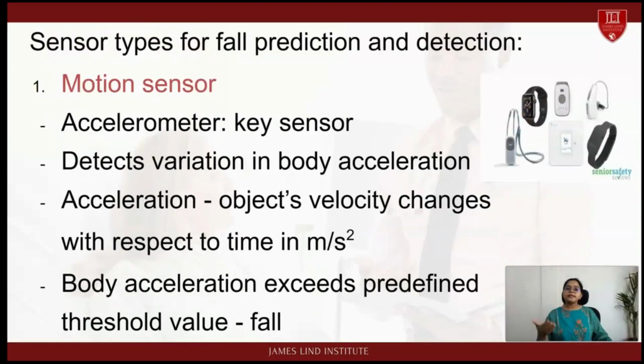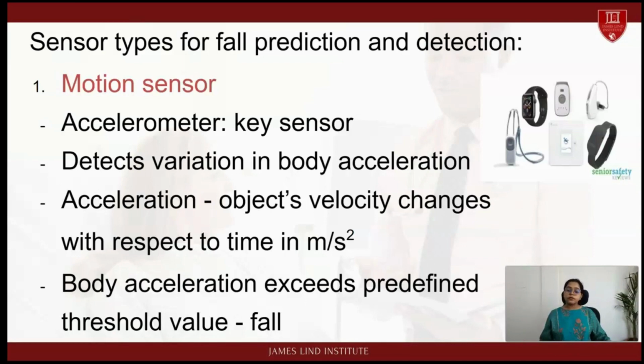Because these are based on sensing technology, we have different types of sensors used for fall prediction and detection. The first one is the motion sensor, which is based on the bodily movement of the patient, and the key sensor in this type is the accelerometer. It detects any variation in body acceleration. Acceleration is the change of an object's velocity with respect to time. If the velocity of the body is changing with respect to time, it is going to detect that variation. If the body acceleration exceeds the predefined threshold value, it means there is a fall. So this is the motion sensor, one type of sensor used for this purpose.